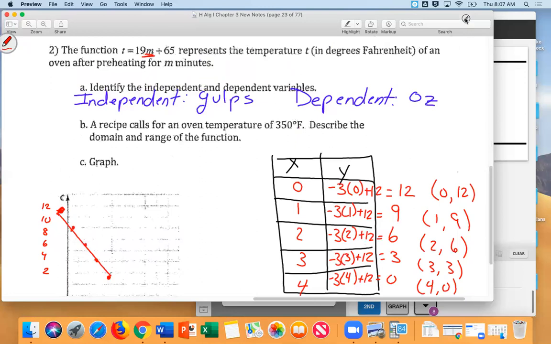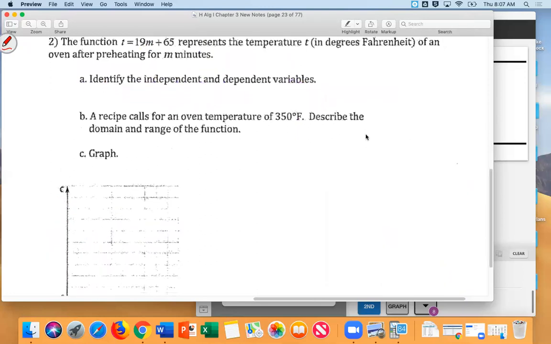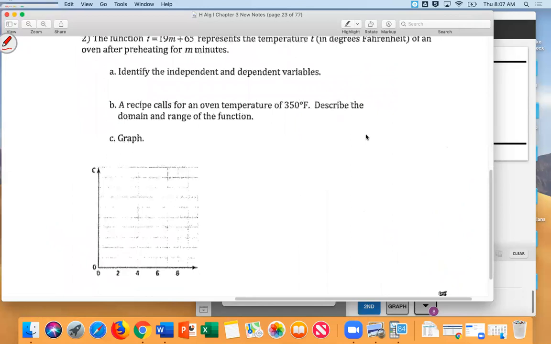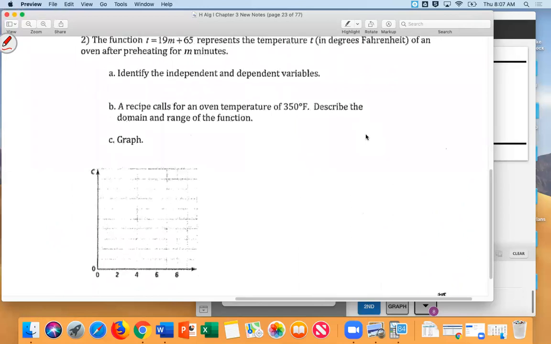All right, you guys try this one. Try creating the graph for the temperature equals 19M plus 65, where M stands for minutes. Identify the dependent and independent variables, and then try and answer these questions.